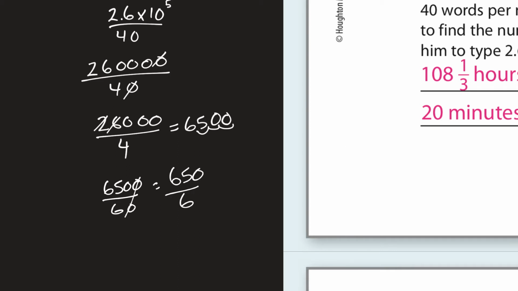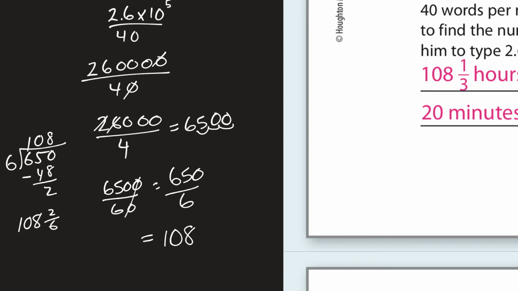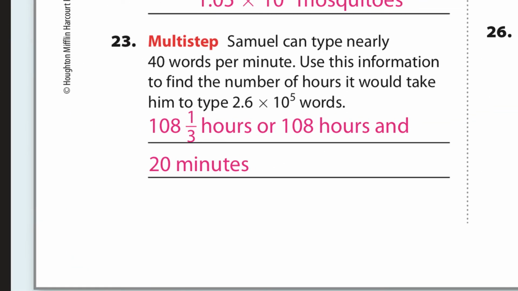650 divided by 6, which is 1, 0, 8. I'm trying to do this in my head, and I'm having a little bit of trouble. So it's 108 and 2 over 6, which is 108 and 1/3 hours. And I think that's what they got here. Yeah, 108 and a third hours. So there you go. That was a pretty good problem.